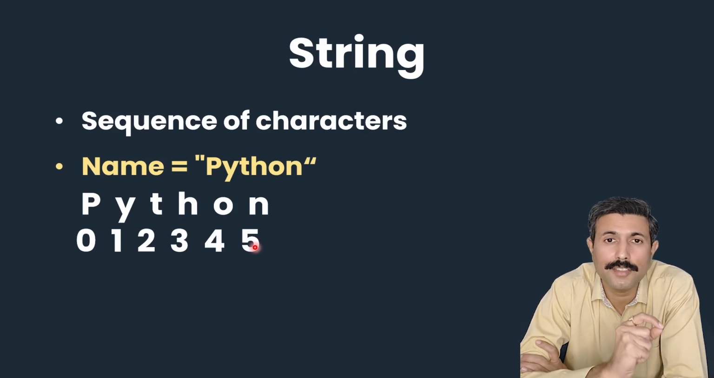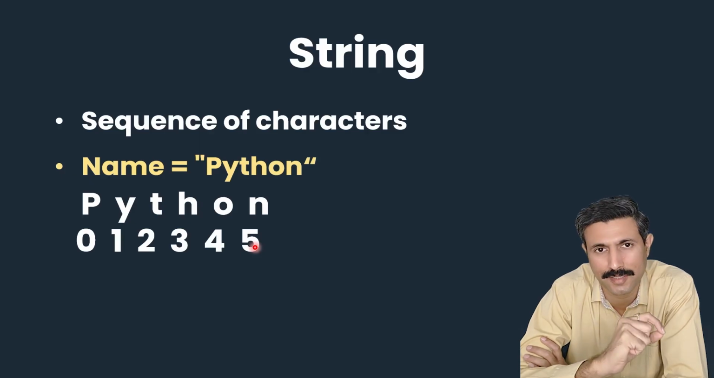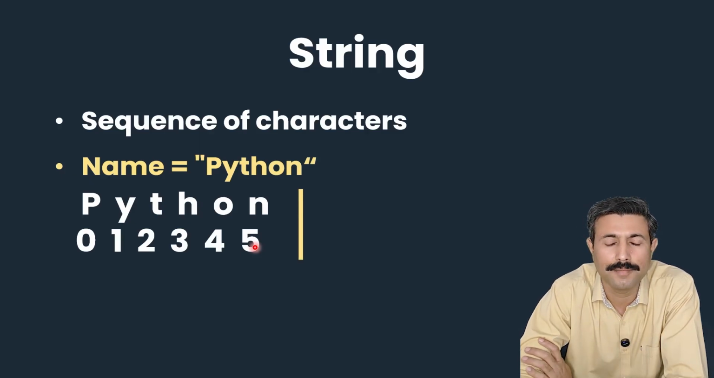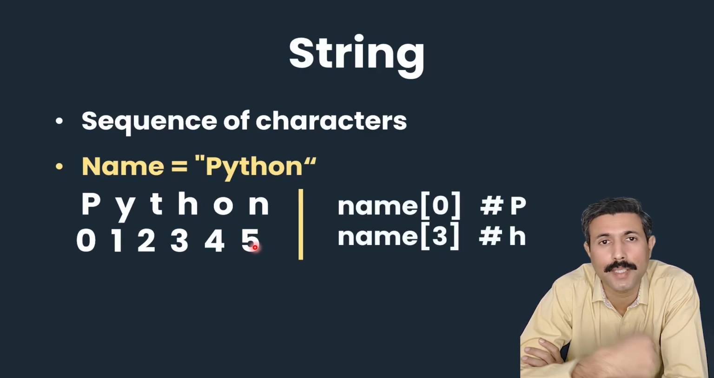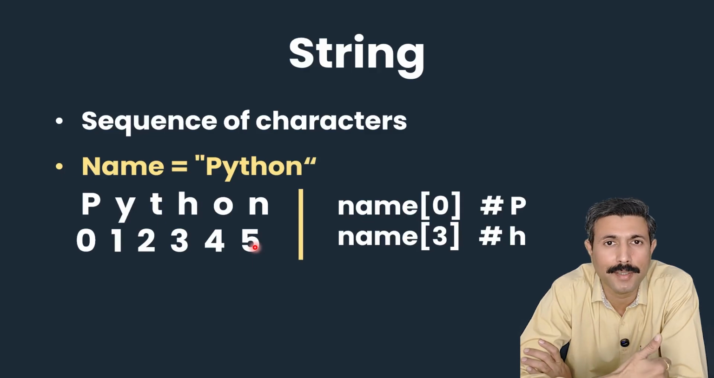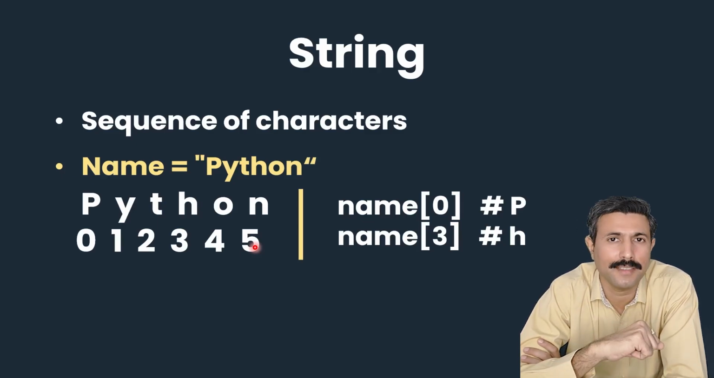Now if each of these characters has an index, that clearly means that we can access each and every character using indexing. Let me give you an example. If I write name[0], that gives me output P. If I write name[3], that gives me output H. So basically I'm writing name and then in brackets the index number. That index number gives me that exact character. So by using this indexing technique, we can extract the characters.